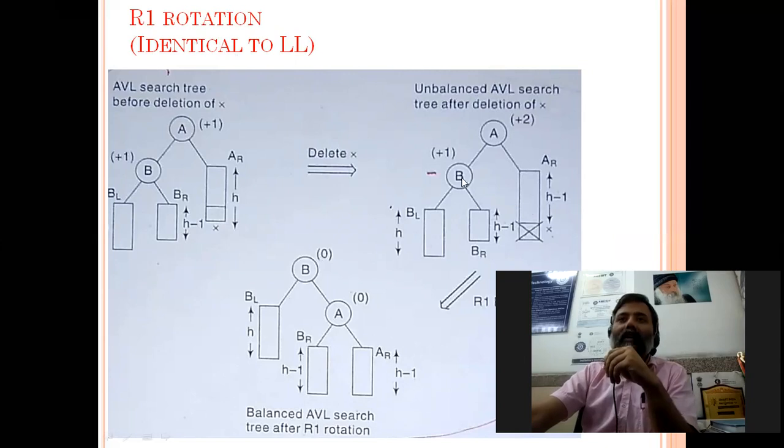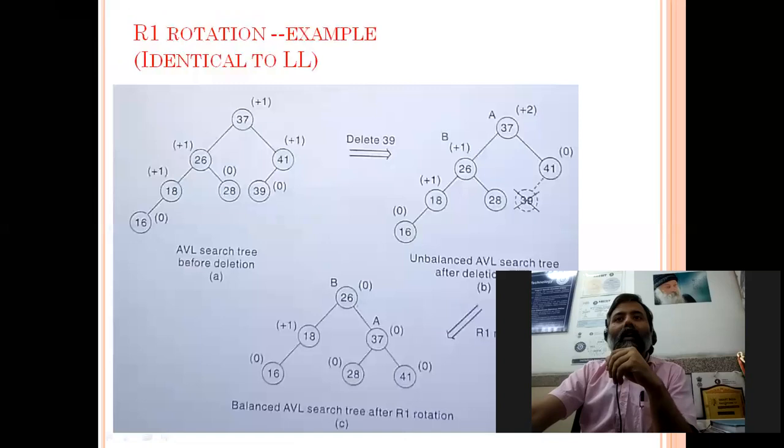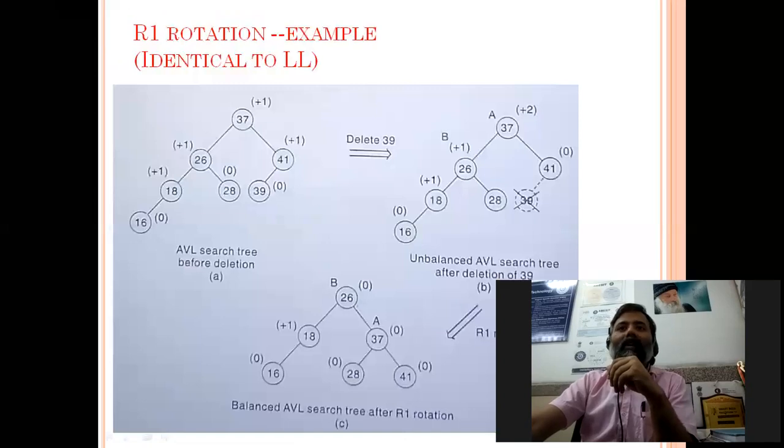This B becomes root and A becomes right child. No change in the right subtree. BR, that is the right subtree of B, will become the left subtree of A. Again, you can see this example. We are deleting 39. After deletion of 39, the balance factor of this node is plus 2. This will be the specific node A.